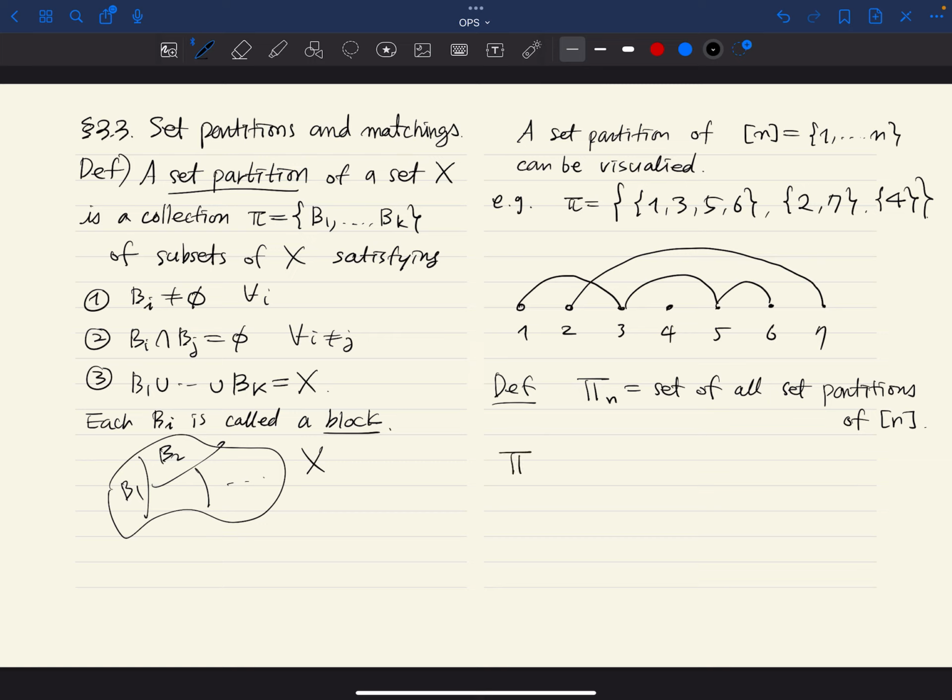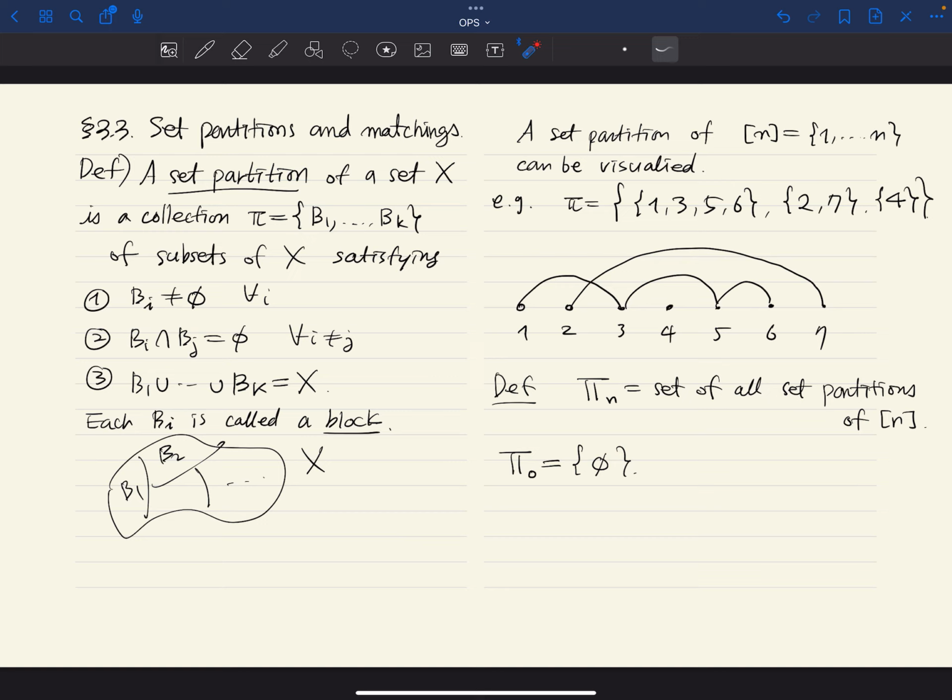And by the way, Pi 0 is going to be this. Does this make sense? So basically, we can just say that we define this, but the empty set also satisfies it. It's a collection of nothing, so it satisfies all of this. So it's like the set partition of the empty set. There's only one set partition of the empty set, which is this. So it's the set of this.